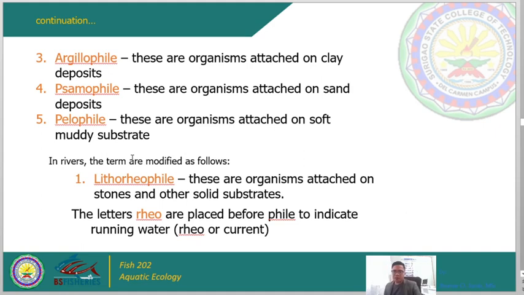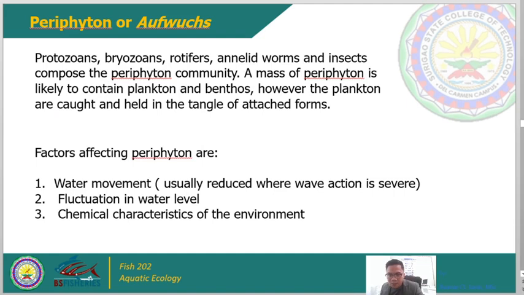Okay? So ang mga periphytons are further divided into two. First is lithorheophile, which are organisms attached on the stones and other solid substrates. From the word rheo, meaning to say they are attached to the stones found in the running waters or katong naay mga current ng mga waters. Okay? So this is basically the composition of the periphytons or aufwuchs, mainly composed of protozoans, bryozoans, rotifers, annelid worms, insects composed of periphyton community. A mass of periphyton is likely to contain plankton, benthos. However, the plankton are caught and held in tangled attachment forms. Okay?